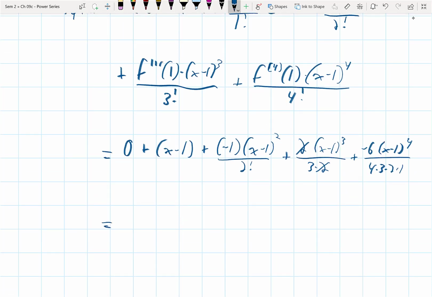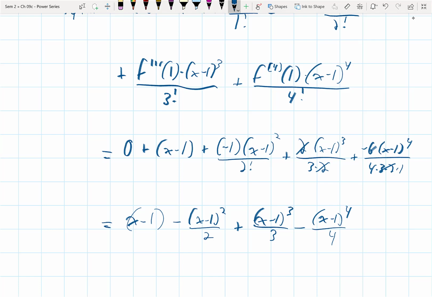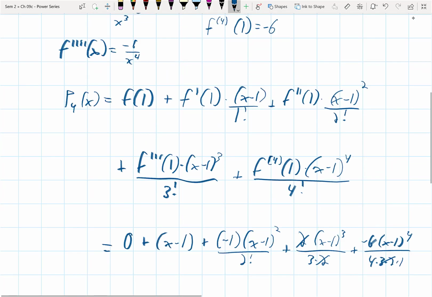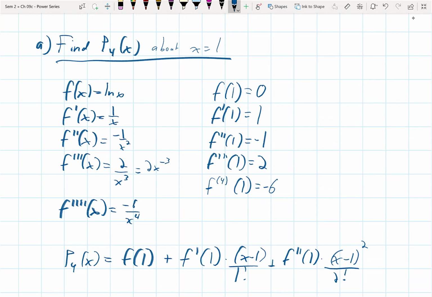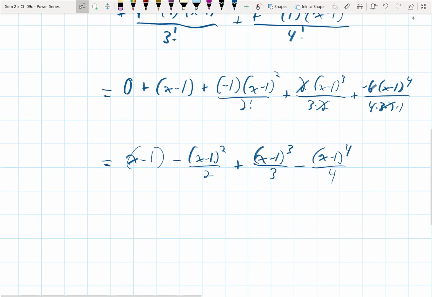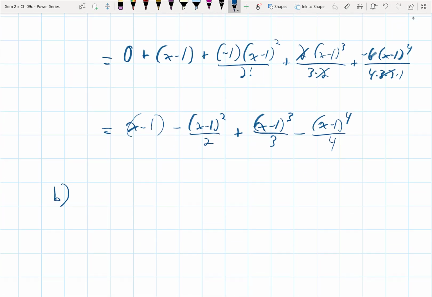So simplifying that down, I get x minus 1 minus x minus 1 squared over 2 plus x minus 1 cubed over 3 minus, the 6 and this are going to cancel, and give me x minus 1 to the fourth over 4. So clearly you see a pattern here. So that's the process you follow when I say find the fourth degree polynomial about x equals 1. Part B, I'm going to ask you to approximate the natural log of 2.